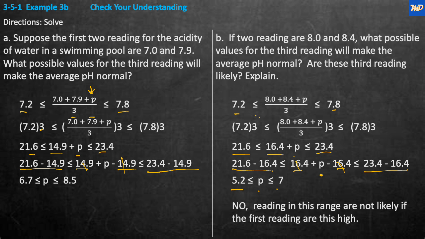So your first readings were 8.0 and 8.4. It's the same pool. You take a reading, take another reading, and basically it's kind of dispersed evenly. What they're saying is if you have these high readings in the beginning, 8.0 and 8.4, you're not going to end up with something between 5.2 and 7. It's too far away, so you're probably not going to get this reading. So they're just making you realize that sometimes you take a reading, something might be wrong, and you have to look into it a little bit.